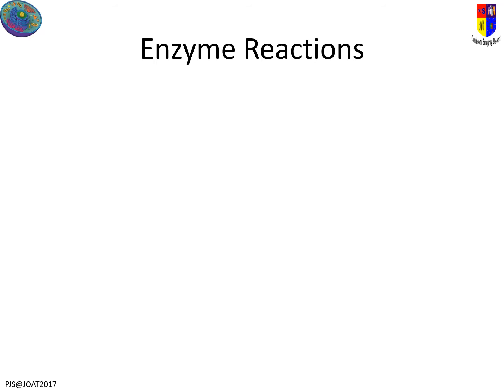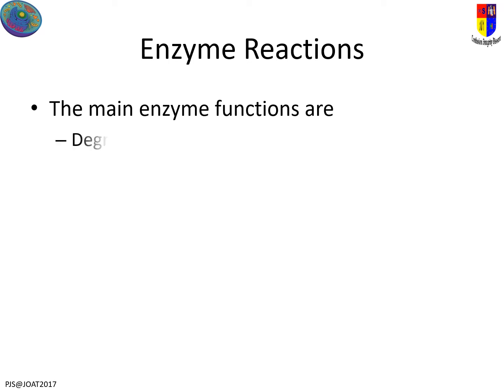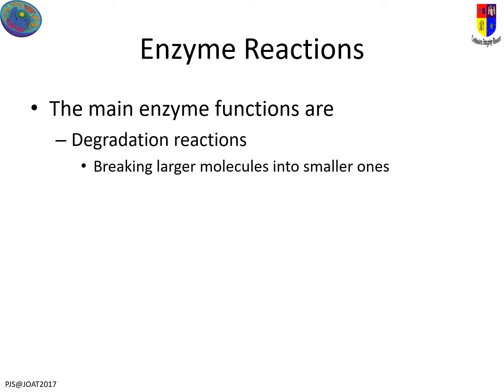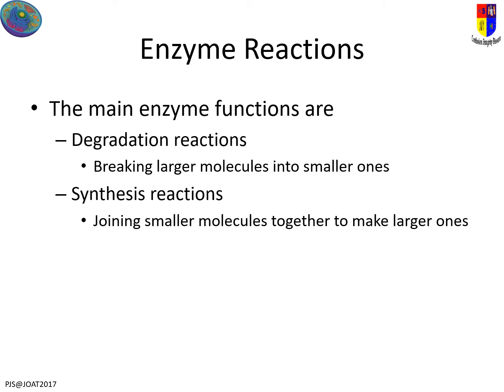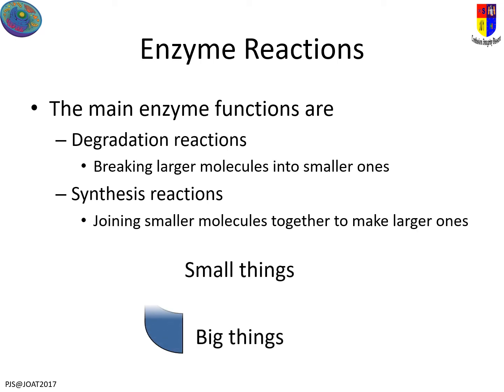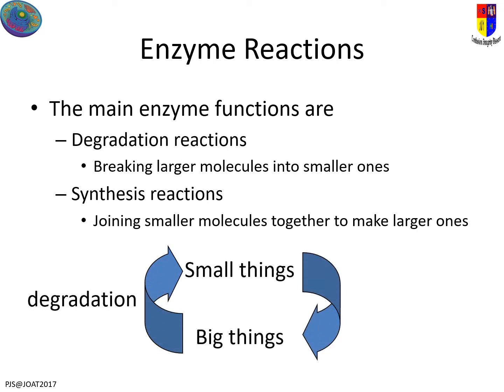So when we look at the enzyme reactions that you have in your cell, we can actually split them into two groups. Okay, we can say that they are degradation reactions, which means that we're taking something big and breaking it into something smaller. Or we can have synthesis reactions where we take something smaller and make it into something big. Okay, and that pretty much covers everything that's happening in the cell. So we've got degradation and synthesis.